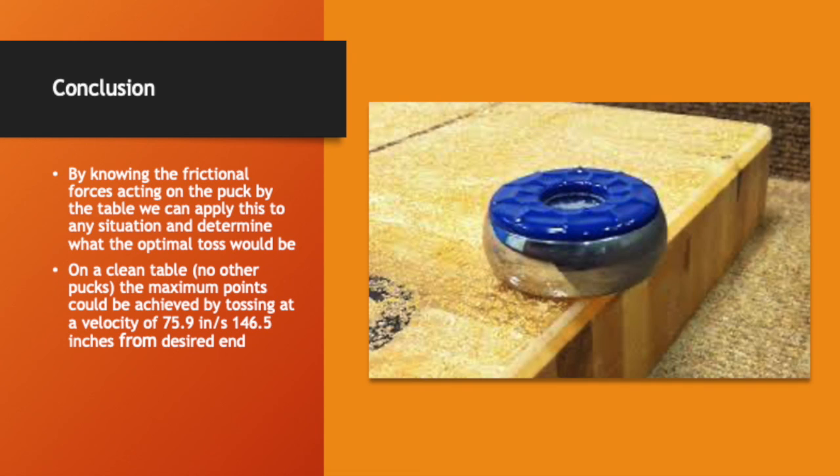To visualize this, on a clean table with no other pucks, we can guarantee that the maximum points could be achieved by tossing the puck in a straight line with a velocity of 75.9 inches per second, where you release the puck 146.5 inches from the desired end. Using our calculated values, we can guarantee that this would result in a hanger, which will score the maximum amount of points.